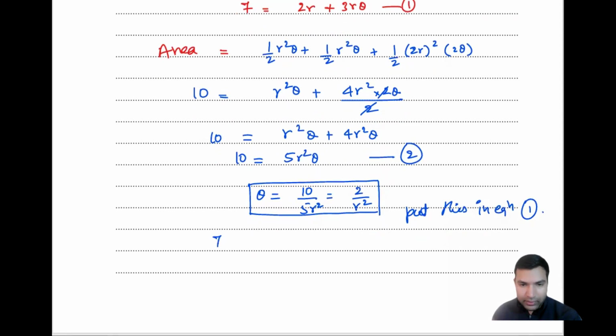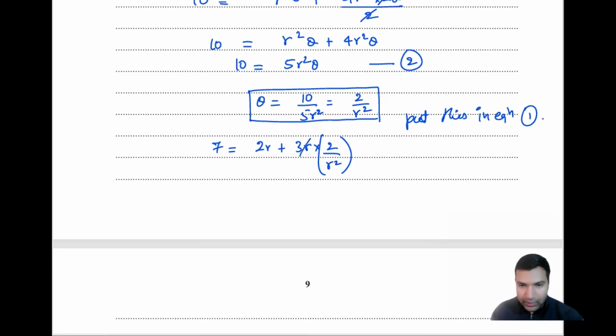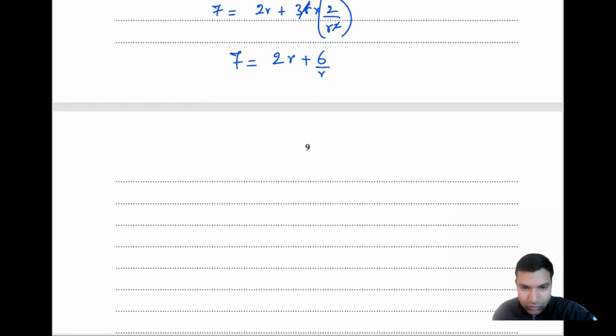And therefore what I'll get is 7 is equal to 2R plus 3R. Theta is 2 over R square, right? So I've replaced theta by 2 over R square. So R and R square cancel out. So we take 7 equal to 2R plus 6R. Okay, no, sorry, slight mistake I've done. That's 6 over R, isn't it? So this R and R square cancel out. Now further simplifying, multiply throughout by R. So we'll get 7R is equal to 2R squared plus 6.